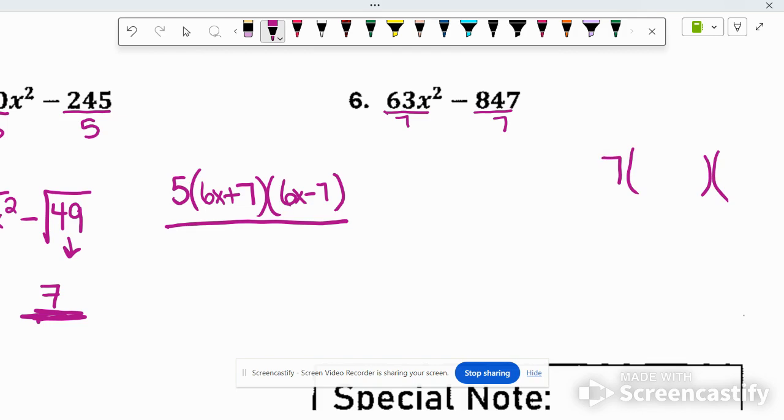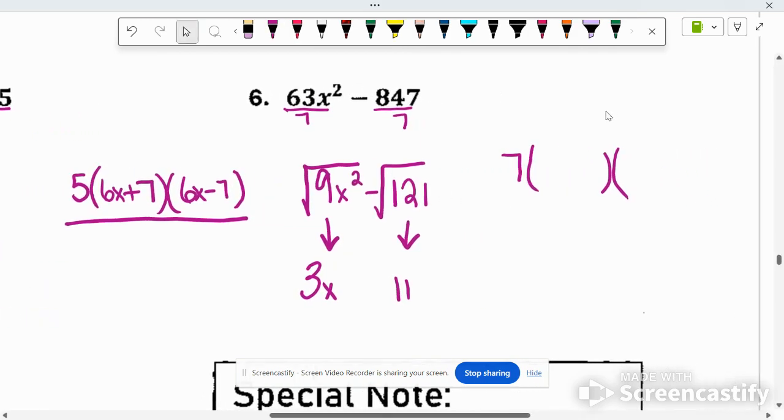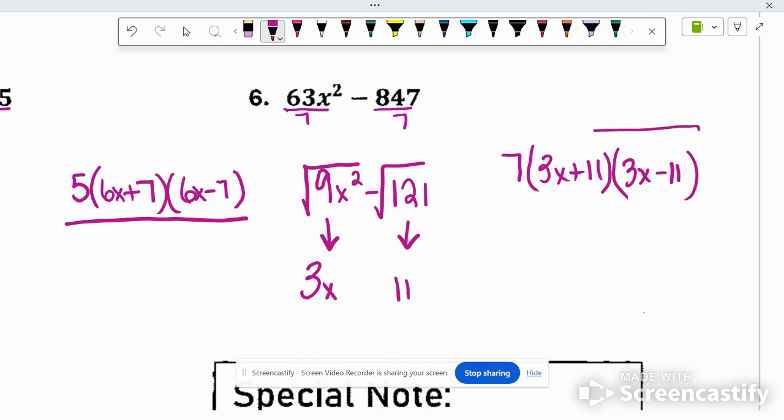Don't forget that I want to put two binomials there. 63 divided by 7 is 9x squared. And 847 divided by 7 is 121. Okay. Square root of 9x squared is just 3x. And then square root of 121? 11. Perfect. What are my two binomials going to be? Absolutely. Don't forget you need to have your 7 out front, okay?